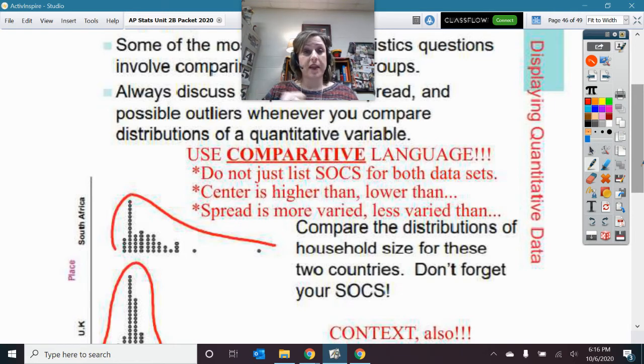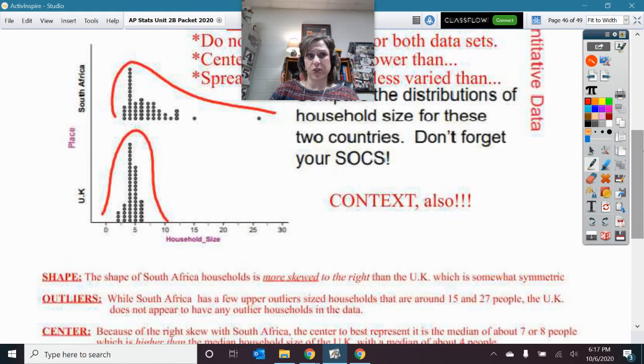You will get the whole entire problem wrong if you only list out all the beautiful SOCS for one shape, list out all the wonderful context and being specific SOCS of another shape. You have SOCS here, and no connection. To compare the distribution, you must connect the two with comparative language, such as higher than, less than, more varied than, less varied than, more symmetric. Okay? Comparative language. And of course, don't forget your context.